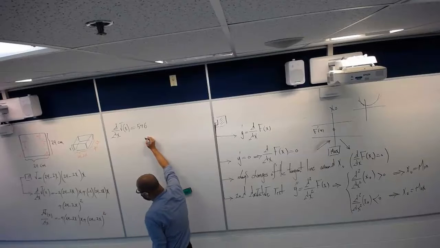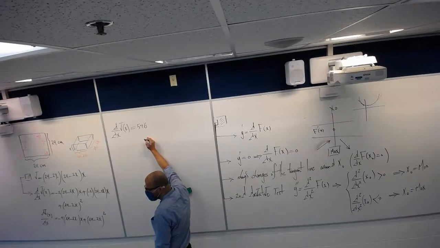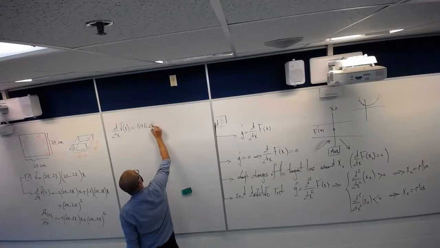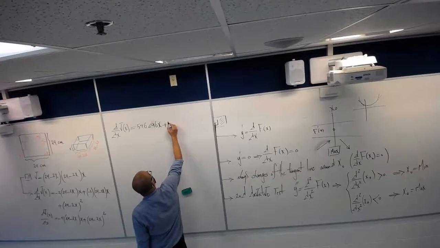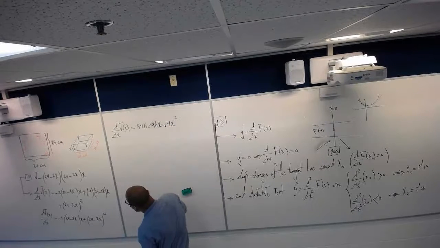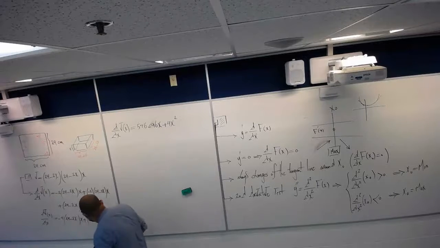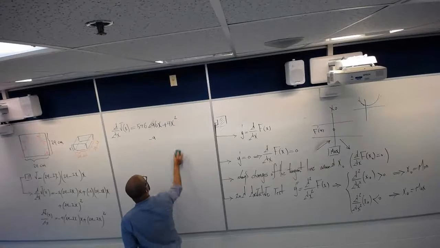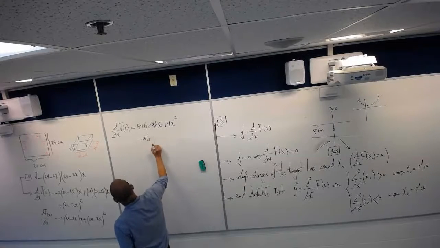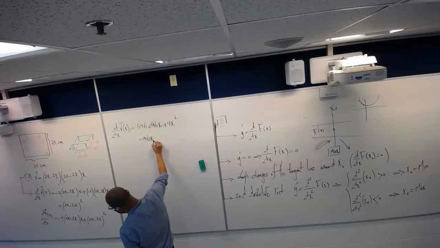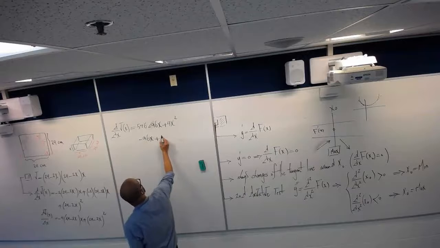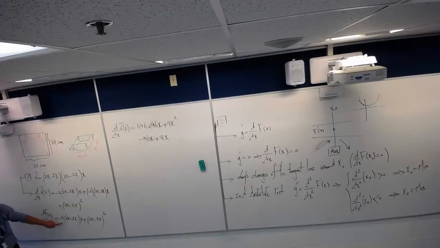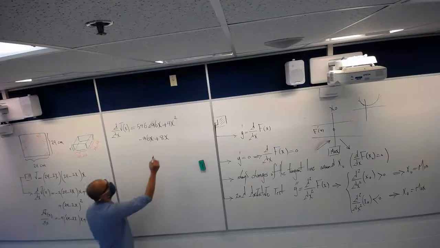576 minus 2 times 24 times 2, 48 times 2 becomes 96. Am I right? Minus 96x plus 4x squared. I have this one minus 4 times 24. How much do we get? 96 minus 96 times x plus 8x. Am I right? Minus 96 plus 8x squared.